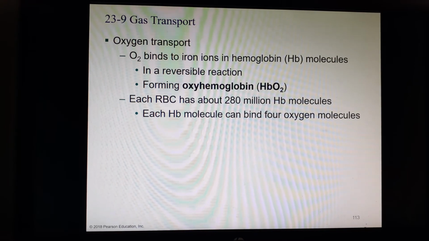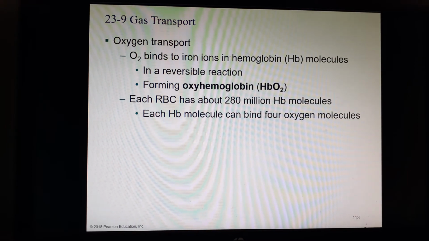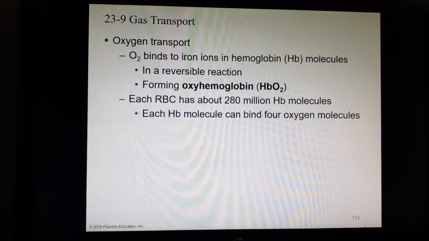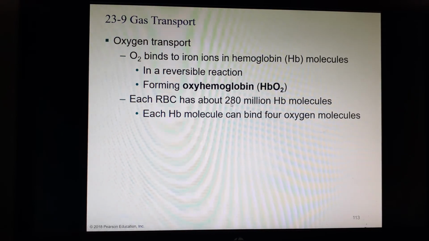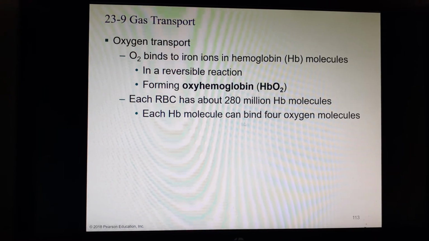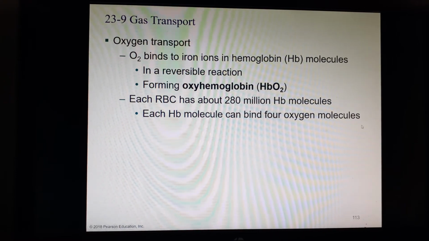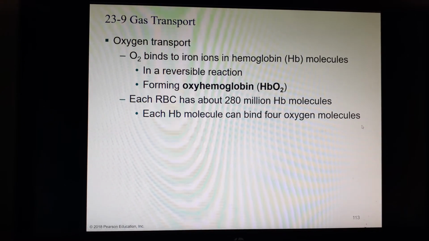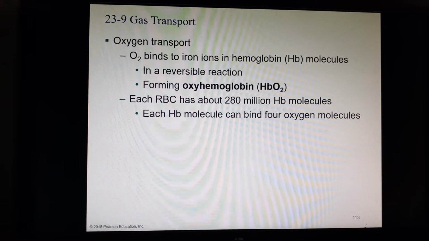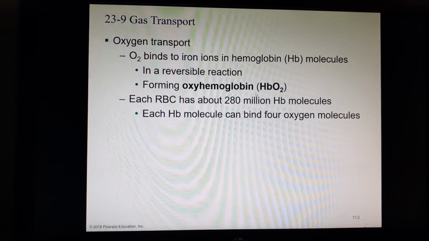So oxygen binds to the iron that is in the center of hemoglobin, and it's a reversible reaction. When it is bound to oxygen, we call it oxyhemoglobin. When it releases the oxygen, we call it deoxyhemoglobin. Each red blood cell has about 280 million hemoglobin molecules, and each of those can bind 4 oxygen molecules. Now, a molecule of oxygen is O2. So imagine it's actually 8 individual oxygens for each of those 280 million hemoglobins.